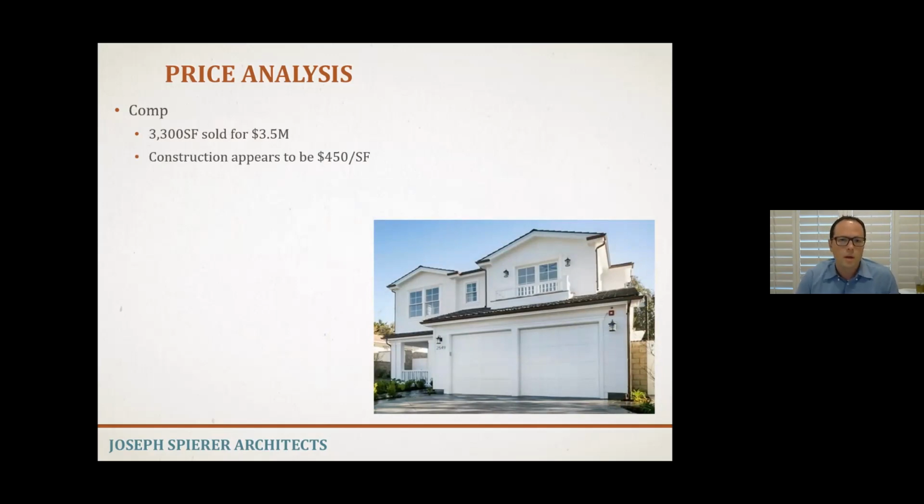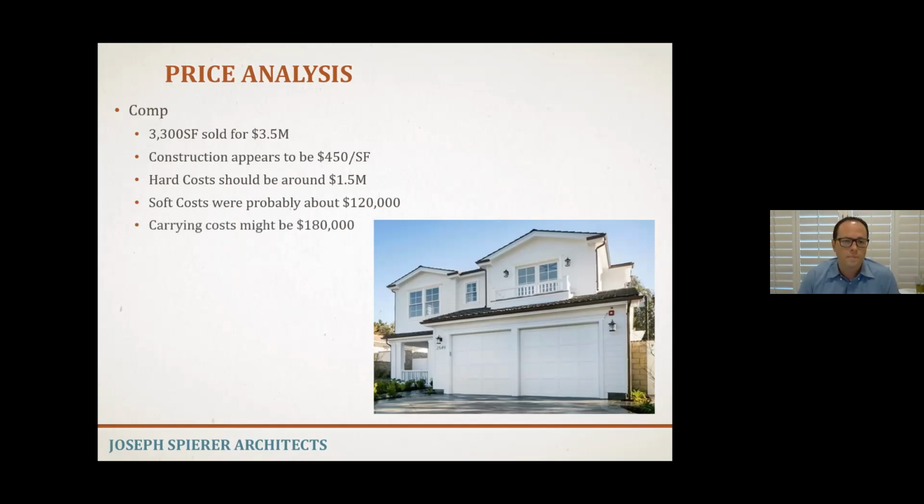Construction, and this is where we can assist you in figuring out how much they actually spent per foot on that house to get it where it needed to be. Construction on this one appears to be about $400, maybe $450 per foot. Hard costs total for 3,300 square feet multiplied by 450 would come to around $1.5 million. Soft costs, meaning architect, all your engineers, any interior designers, anything that occurs prior to construction, might be around 120. Maybe you need to carry it for a while. Carrying cost might be 180. So the project looks like it's going to cost around $1.7 million for construction, hard and soft costs.